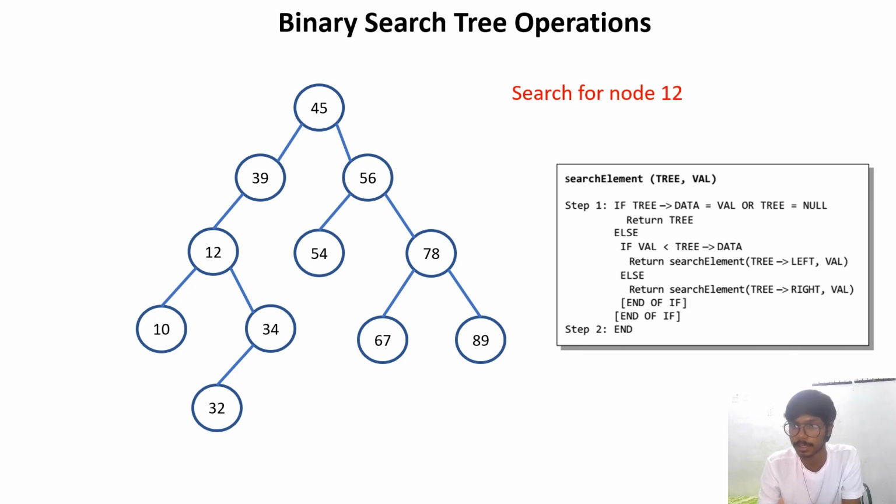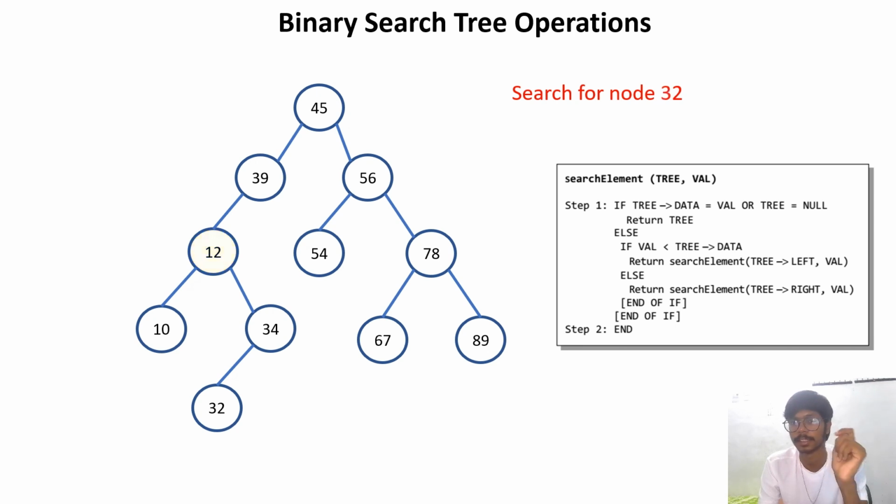So we will start from the root node 45. 12 is smaller than 45, so it must be on the left side, and 12 is smaller than 39 too, so it must be on the left side. So we found the element.